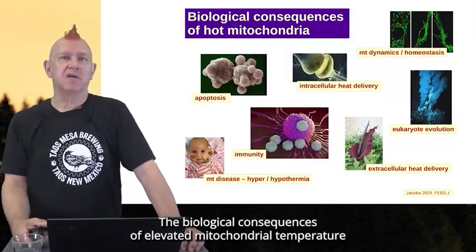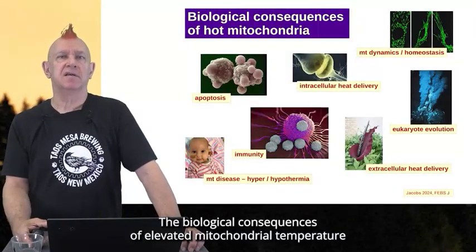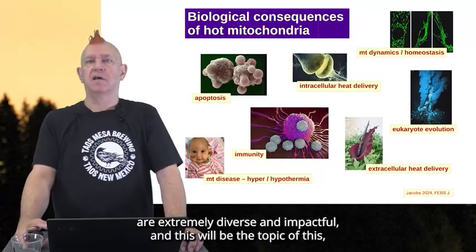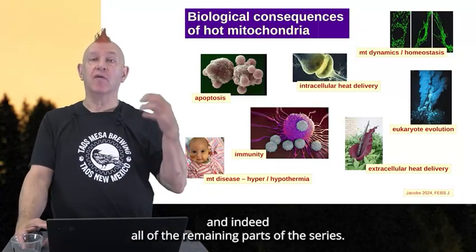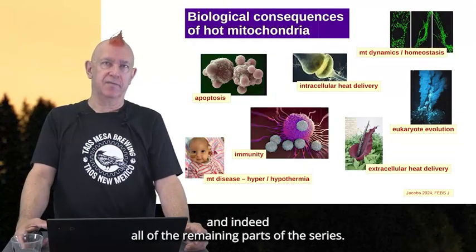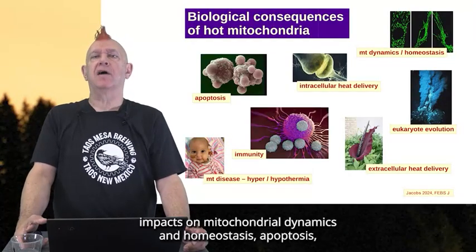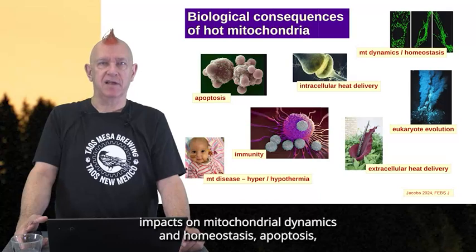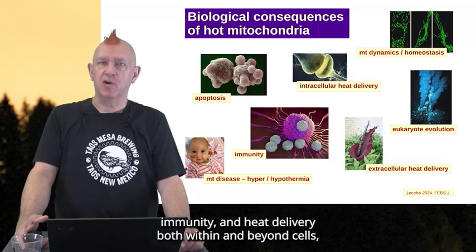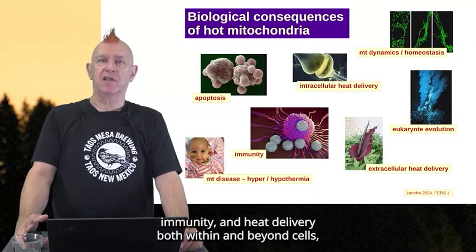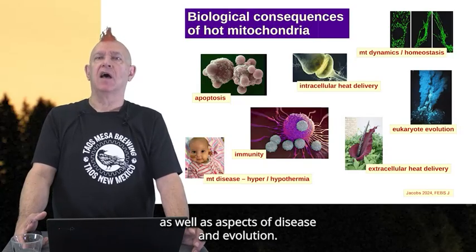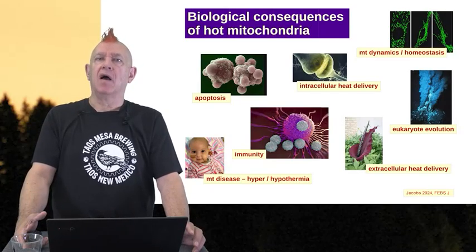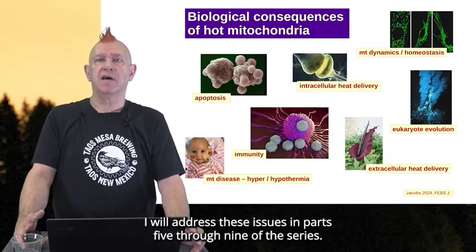The biological consequences of elevated mitochondrial temperature are extremely diverse and impactful, and this will be the topic of this and indeed all of the remaining parts of the series. They include impacts on mitochondrial dynamics and homeostasis, apoptosis, immunity, and heat delivery both within and beyond cells, as well as aspects of disease and evolution. I will address these issues in parts 5 through 9 of the series.